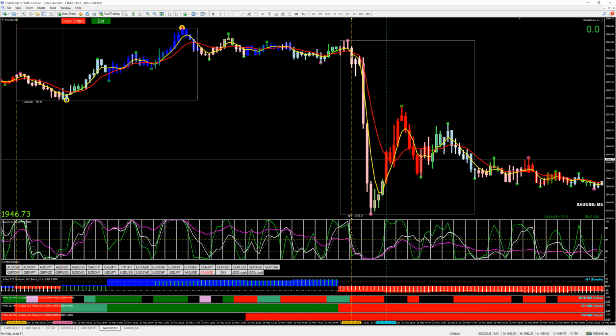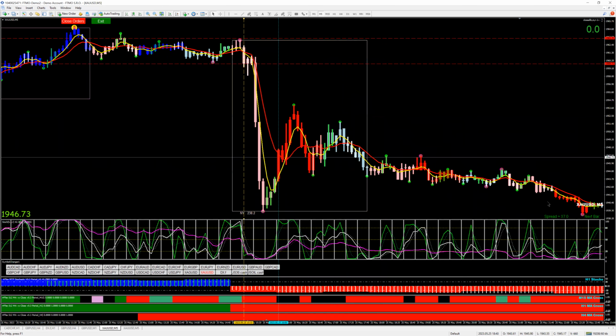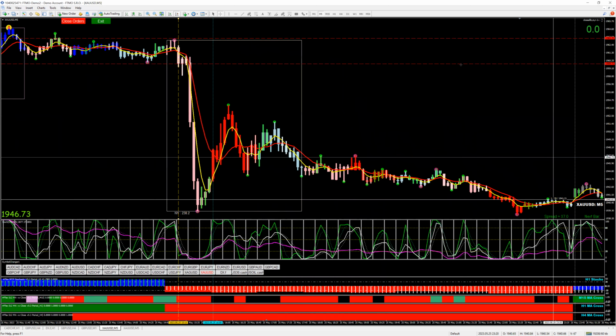And we get our short trade. And this trade goes all the way down to the end of the day. And that is a 180 pip trade.